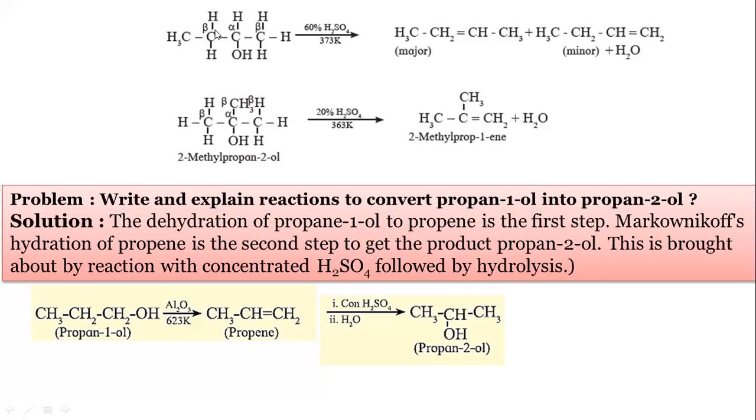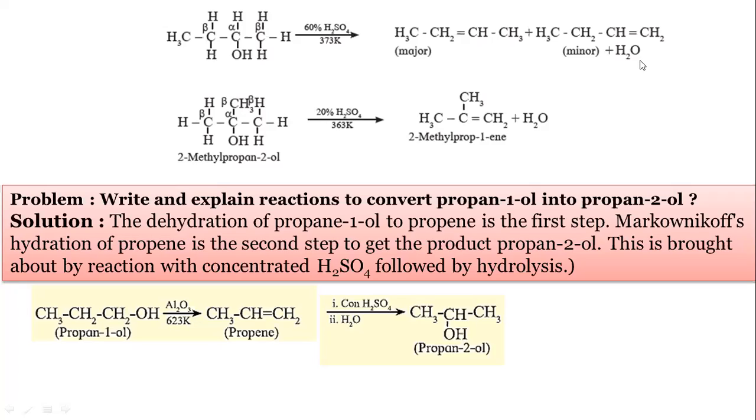If this beta hydrogen is removed, and this OH is removed, we get this product according to Saytzeff's rule. Saytzeff's rule we already learned in the chapter on halogen derivatives. What is Saytzeff's rule? I will explain again. In an elimination reaction, the compound which contains the maximum number of CH3 groups bonded to the double bonded carbon is the major product, and the other is the minor product.